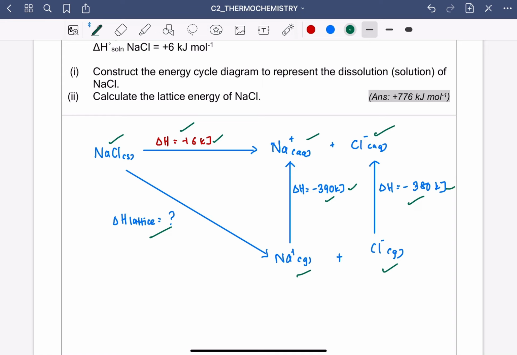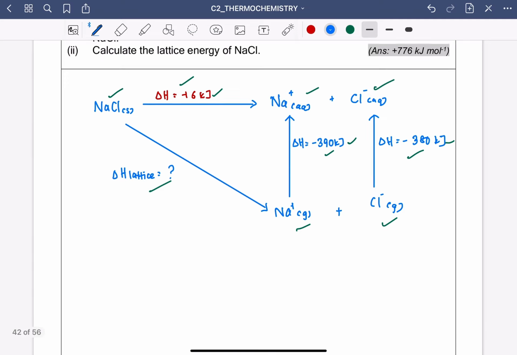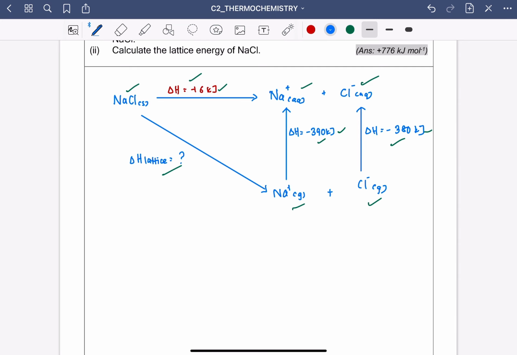Okay, next one, number 2. Calculate the lattice energy of NaCl. It doesn't mention whether it is the lattice energy of dissociation or formation, but because this question is dissolution, right? Okay, so never mind, you just write what lattice you get. So we have here, enthalpy of solution equals lattice plus enthalpy of hydration, which is the combination of hydrations of sodium gas and chloride gas.